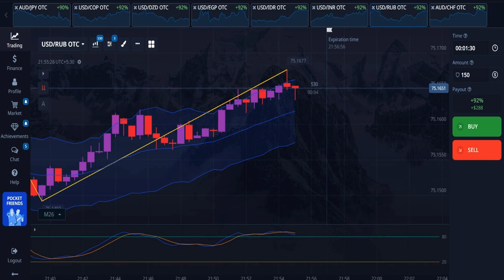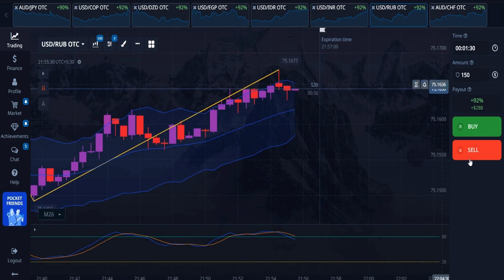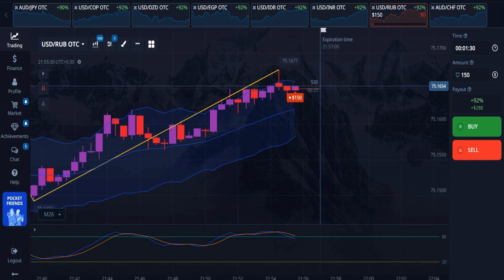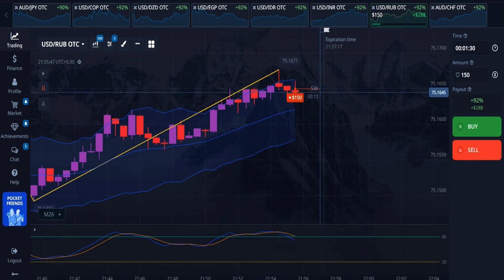Now, we will take another sell trade on the same chart, but this time, we will wait for the confirmation of 2 strong bearish candles before entering. We have now identified another perfect sell trade setup based on our strategy. Let's break it down step by step.